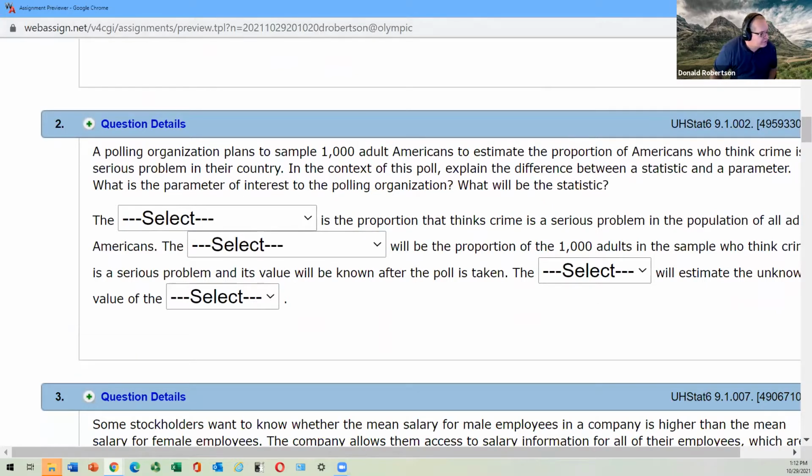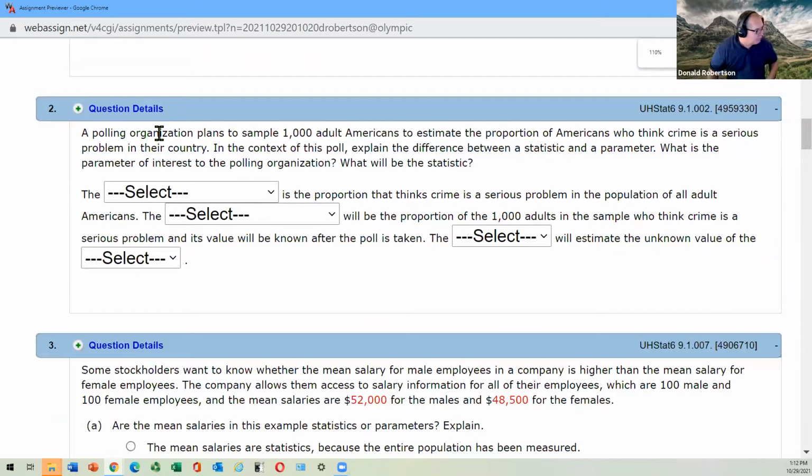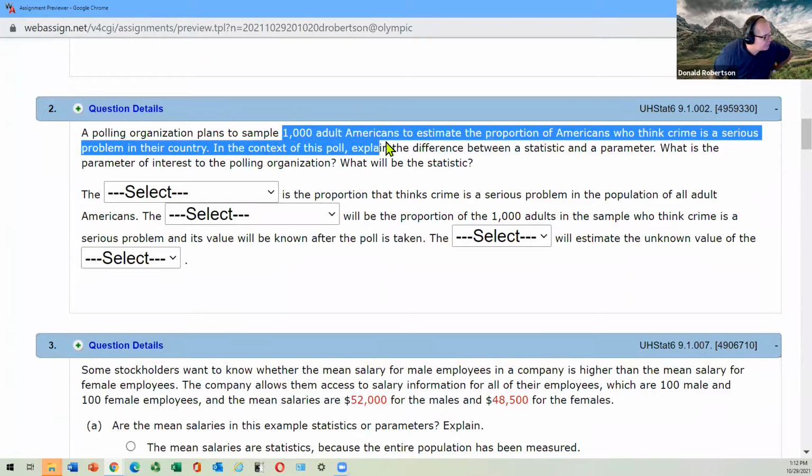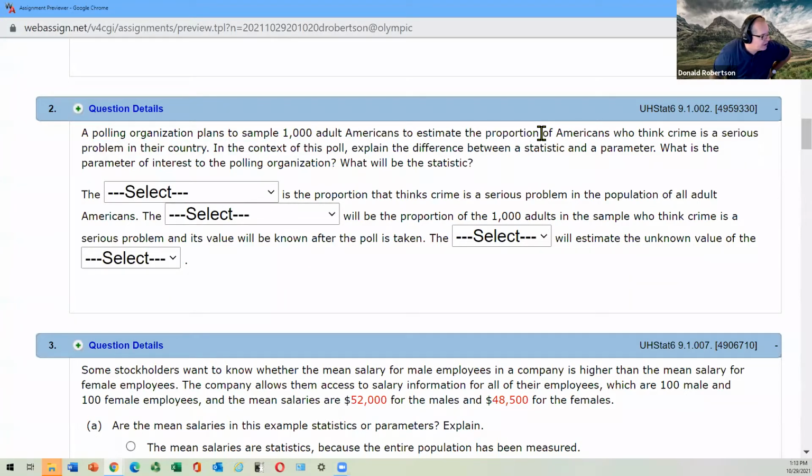Okay, I may have to shrink this back a little bit. A polling organization plans to sample 1,000 adults, and they want to do it to estimate the proportion of Americans that think that crime is a serious problem in this country. In the context of this poll, explain the difference between a statistic and a parameter, and what is the parameter of interest to the polling organization.